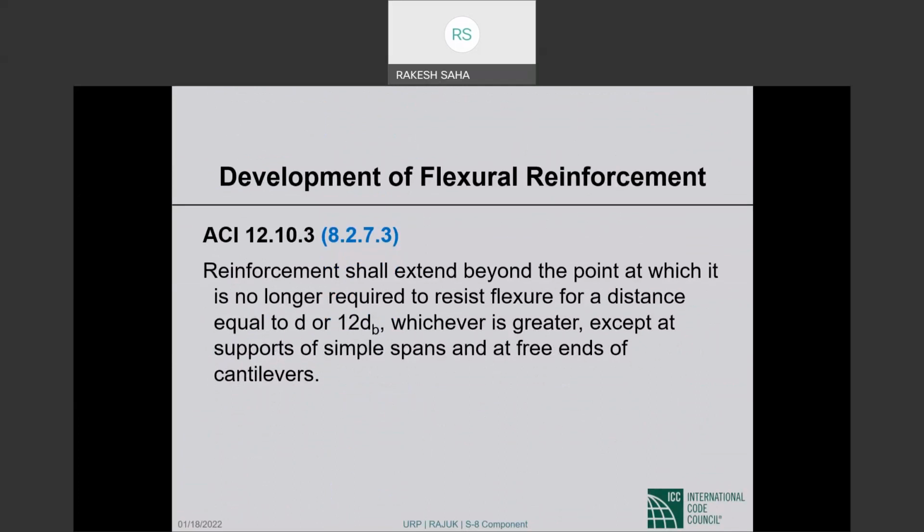Now this is vitally important. These are details that you absolutely must have very straight. Reinforcement shall extend beyond the point at which it is no longer required to resist flexure. It shall extend for a distance equal to d, the effective depth of the member, or 12 times the bar diameter, whichever is greater, except at supports of simple spans and at free ends of cantilevers. At those locations, there is no extension. But everywhere else, when you cut off a bar, it has to extend beyond where it is no longer required by a distance of d or 12 diameters, whichever is the larger of the two.